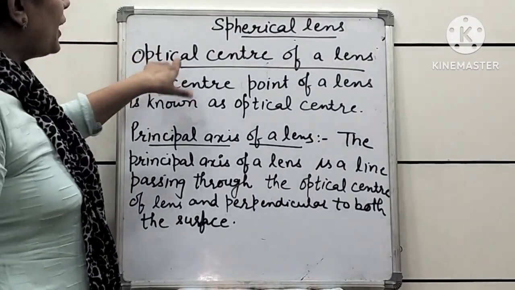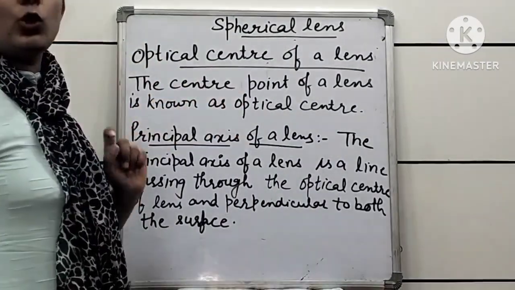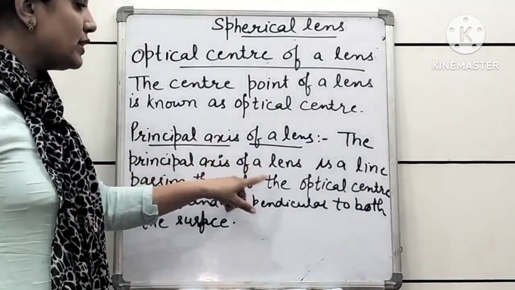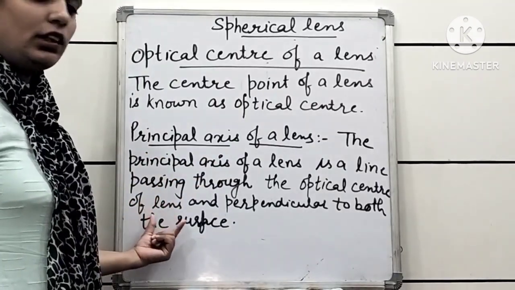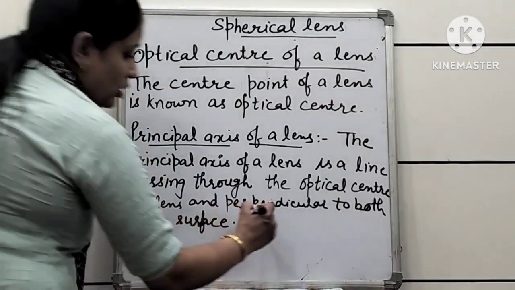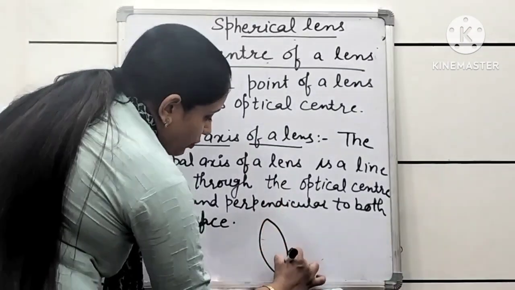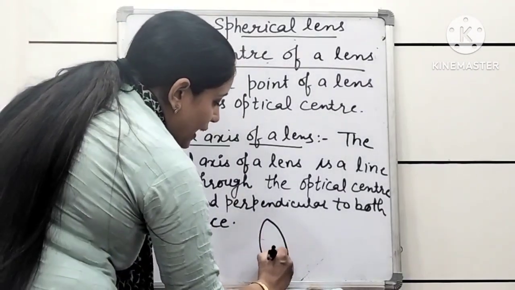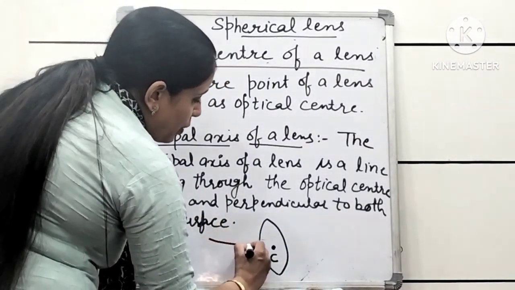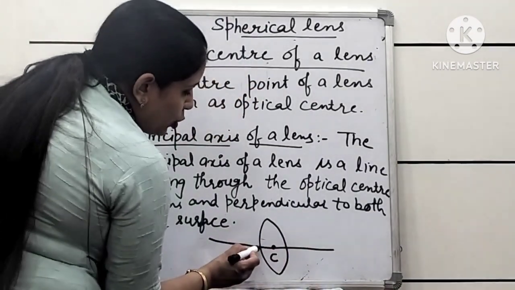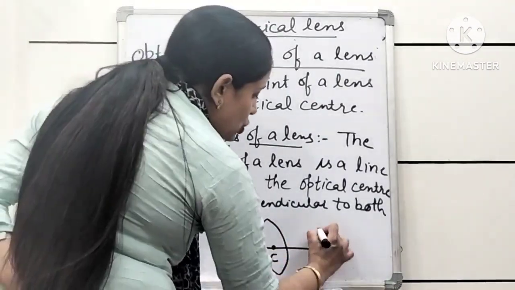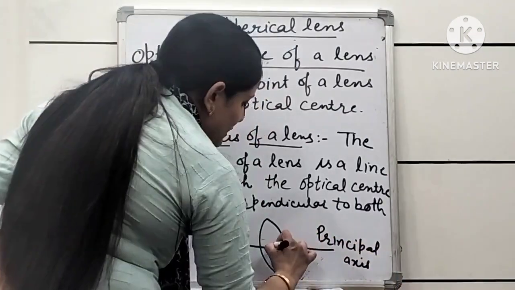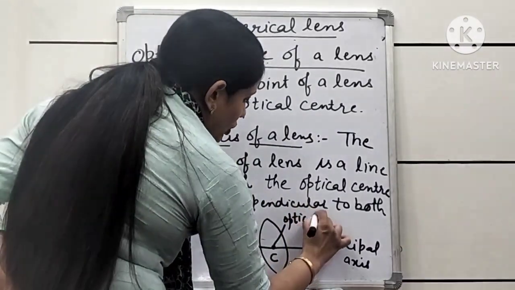Now, what is the optical center of the lens? The center point of the lens is known as the optical center of the lens. Principal axis of the lens: the principal axis of a lens is a line passing through the optical center and perpendicular to both surfaces. For example, this is a convex lens. The center point of the lens is the optical center, which is represented by the letter C, and a straight line passing through the optical center and perpendicular to both surfaces is known as the principal axis.